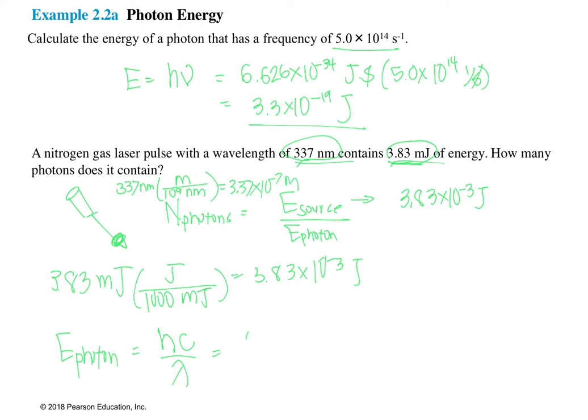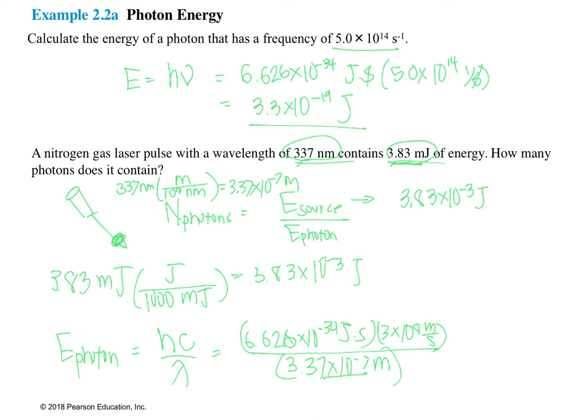So I'm going to plug it in. 6.626 times 10 to the negative 34 joule seconds times the speed of light, 3 times 10 to the 8 meters per second, divided by 3.37 times 10 to the negative 7 meters. This is where using your big E on your calculator will be really helpful, or make sure you have parentheses around that whole denominator, because if not, this will get multiplied instead of divided. That would be a damn shame.